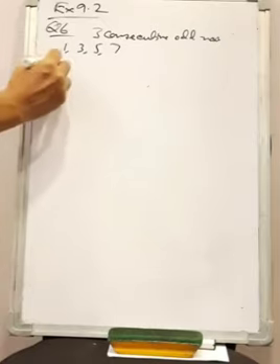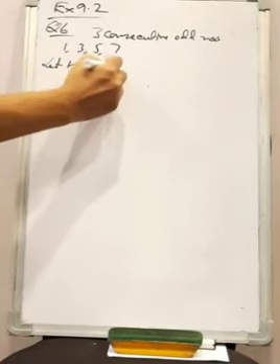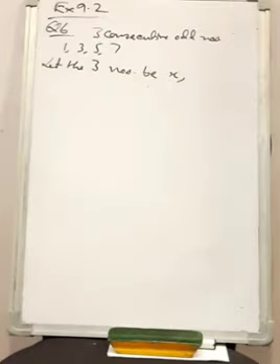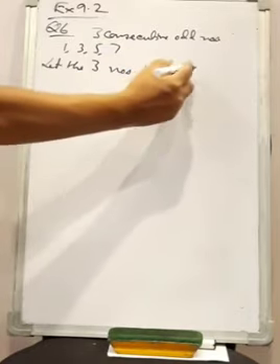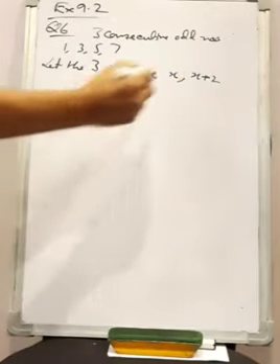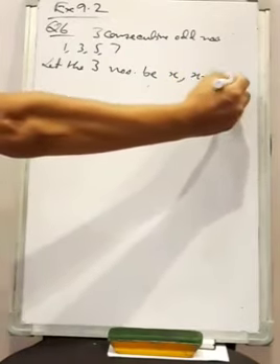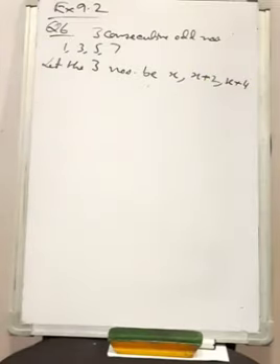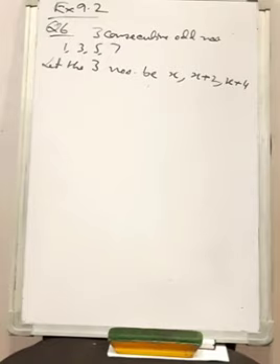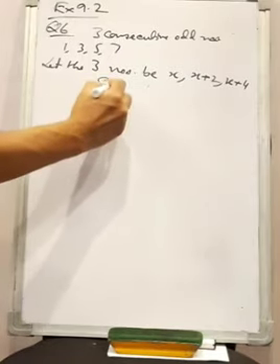So let the 3 numbers be x, and then we skip x plus 1. One number we skip, so the next number will be x plus 2. Then x plus 3 we skip, so the next number will be x plus 4. So let the 3 numbers be these. Now their sum is given as 87.